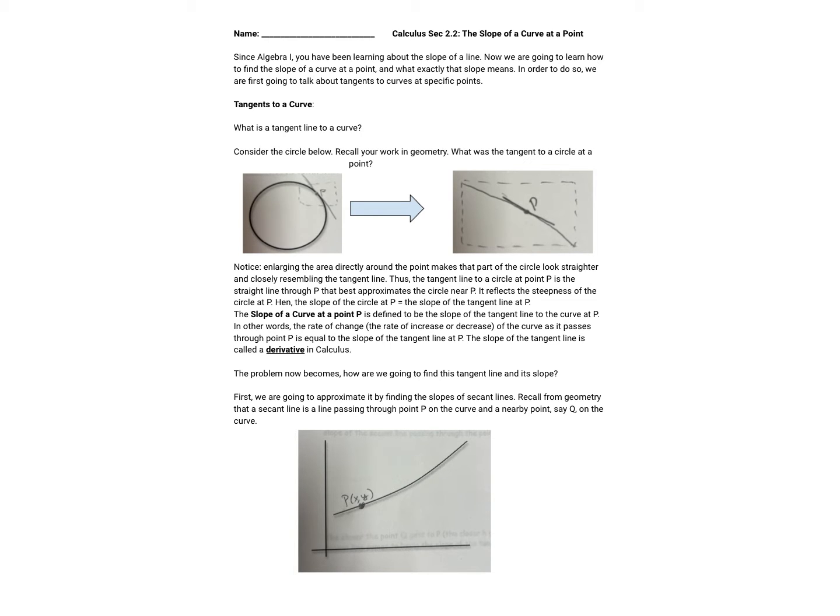This is a video on section 2.2 in calculus, talking about the slope of a curve at a point. So we've all talked about for several years in math the slope of a line, which is thought of as the rate of change. For 1 unit increase in the x value, how does the y value change?